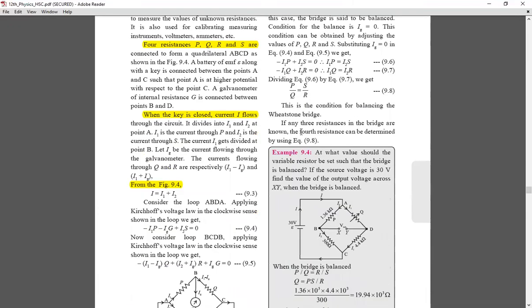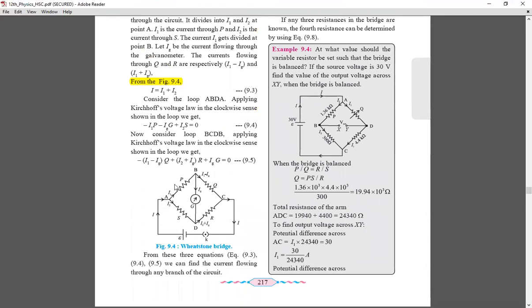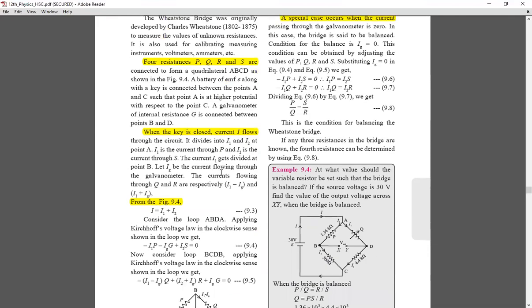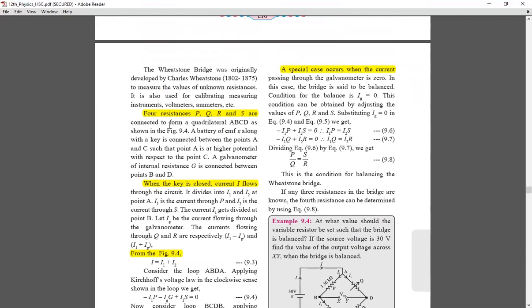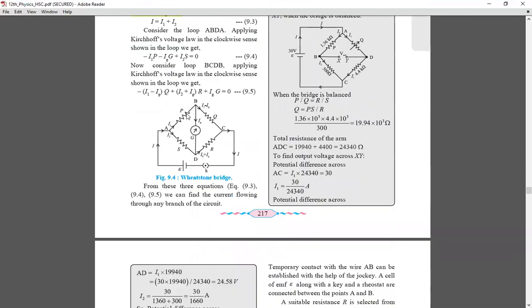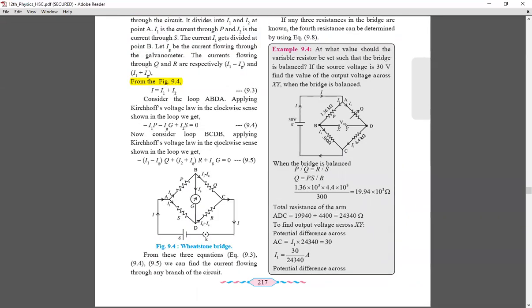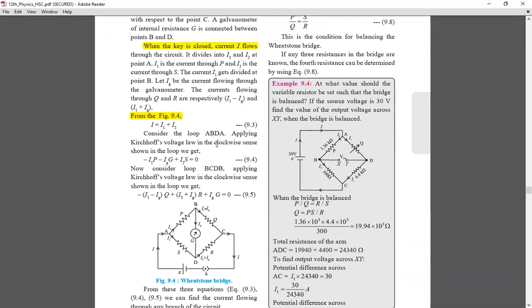So let me show you a circuit. This is a bridge. Here the resistances are P, Q, R, S. Out of these four resistances, three are known to us, meaning we know the values of three resistances, and any one resistance is unknown. We don't know its value, so we have to determine the value of that resistance using this method.